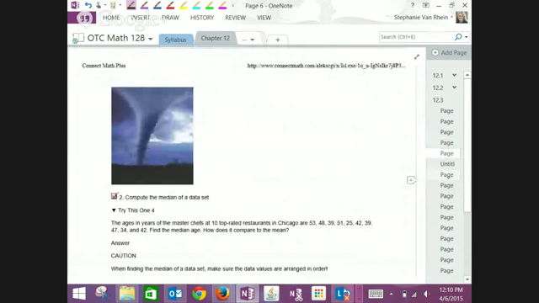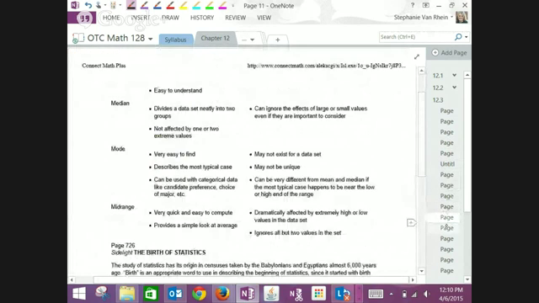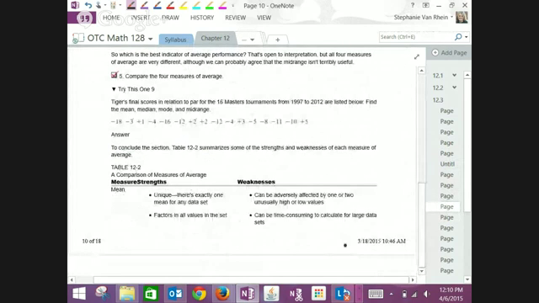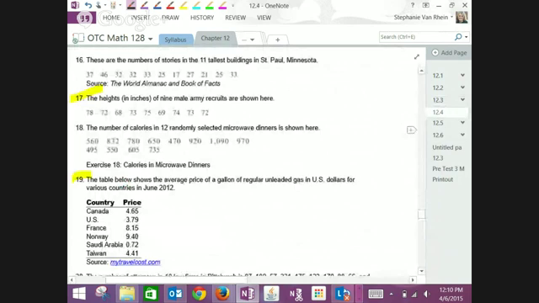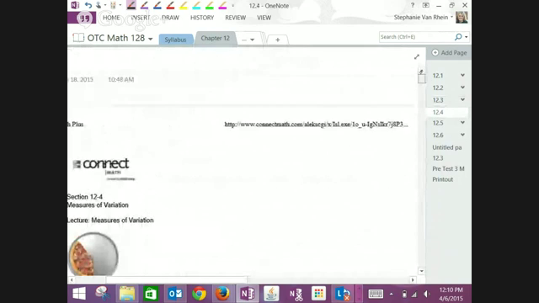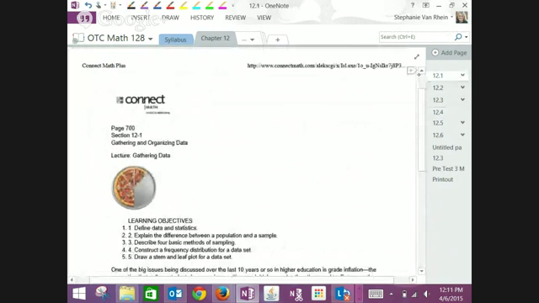About the benefits of mean, median, mode, and mid-range. Here they are: the strengths and weaknesses of mean, median, mode, mid-range. It's also in the PowerPoint, the same table. Do we need to study that chart? No, but you should have some idea.